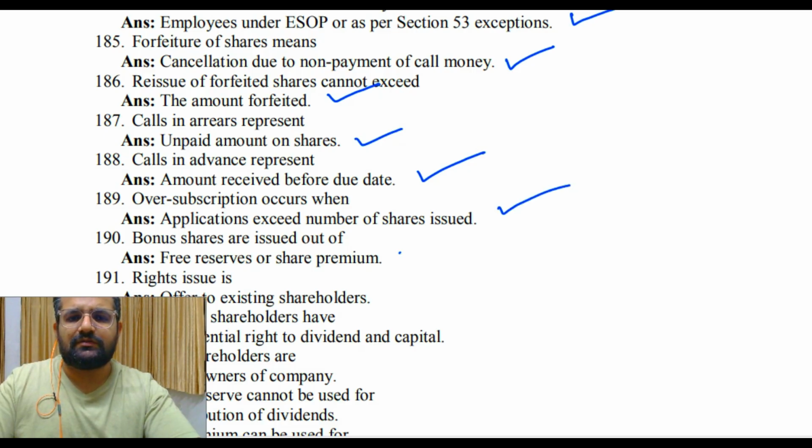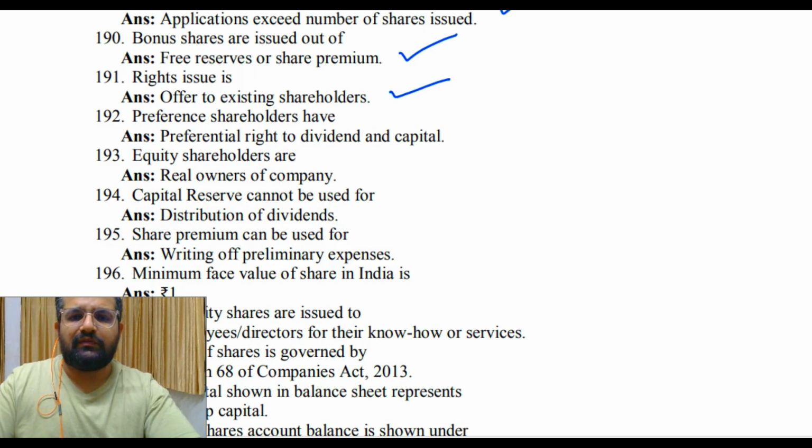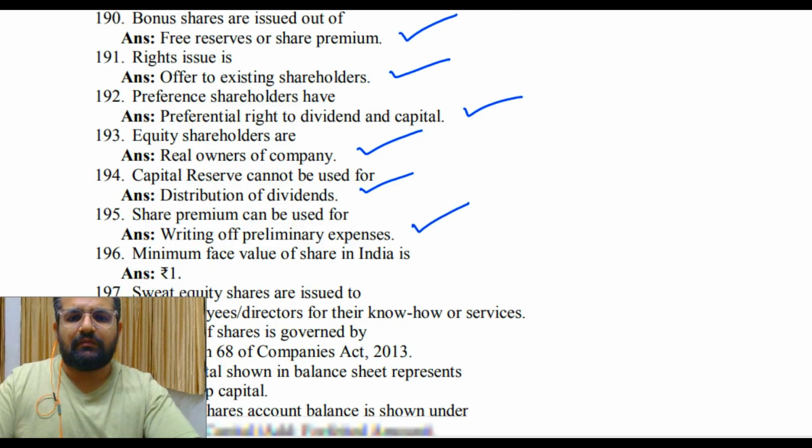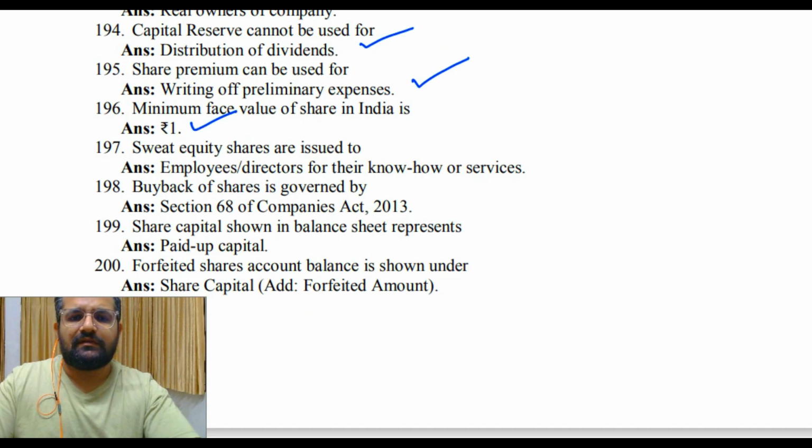Bonus shares are issued out of free reserves or share premium. Rights issue is offered to existing shareholders. Preference shareholders have preferential rights to dividend and capital. Equity shareholders are real owners of company. Capital reserves cannot be used for distribution of dividends. Share premium can be used for writing off preliminary expenses. Minimum face value of share in India is rupee 1. Sweat equity shares are issued to employees and directors for their know-how services.